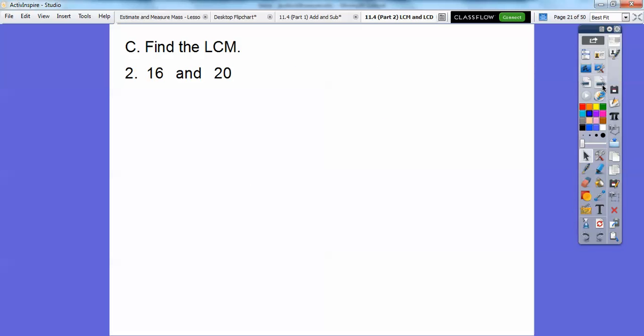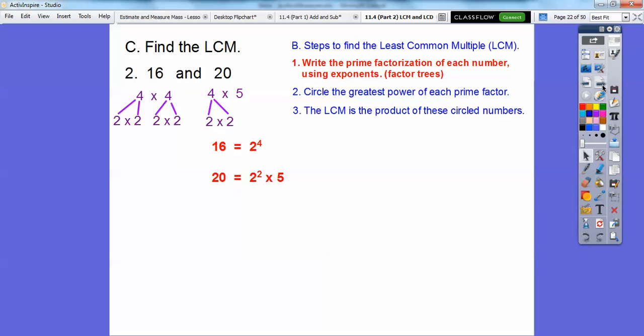Between 16 and 20. The first thing is to get the prime factorization using exponents. So here's 16. It's 2 to the 4th. And 20 is 2 squared times 5. It's 4 times 5, but it's 2 times 2 times 5, which is 2 squared times 5.